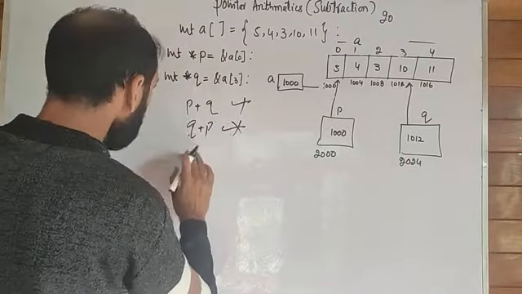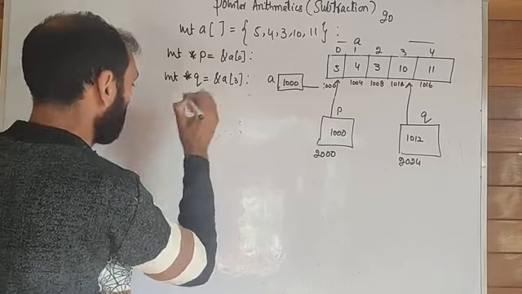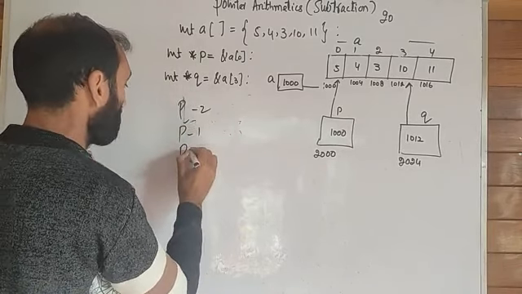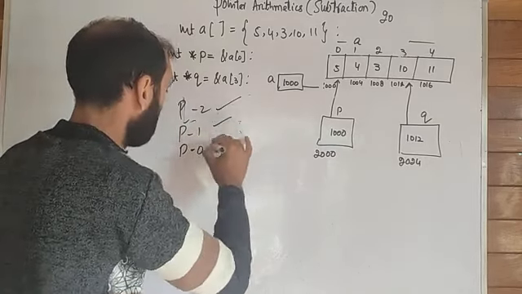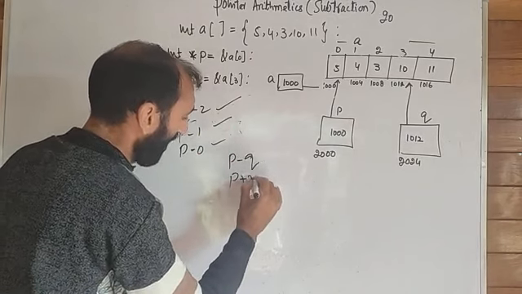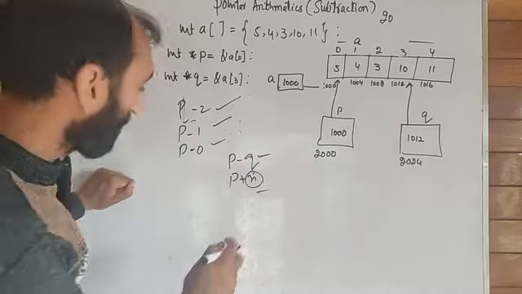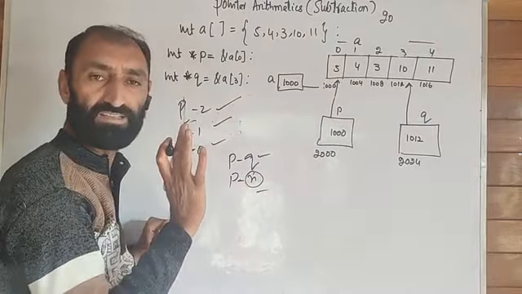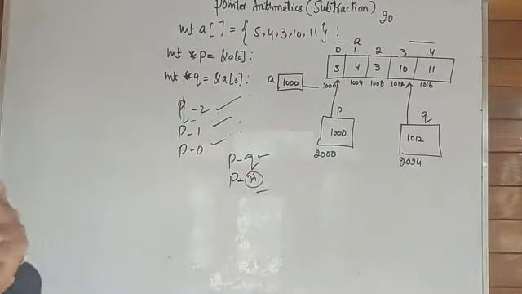We can also subtract integers: P minus 2, P minus 1, P minus 0, whatsoever I want to subtract. This is also legal. That means both pointer subtraction and integer subtraction are legal in C. In subtraction, both things are legal. Then what is the difference? Take care of that.